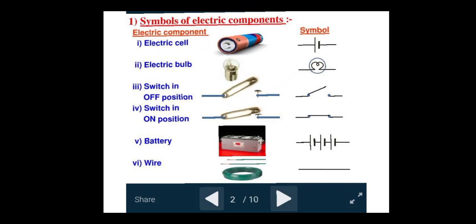Now this is the symbol of switch off and this is the symbol of switch on. The fifth one is of a battery and the sixth one is of a wire. This you can also see in your textbook, where you can see the electric components and their symbols.